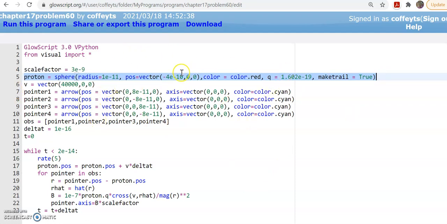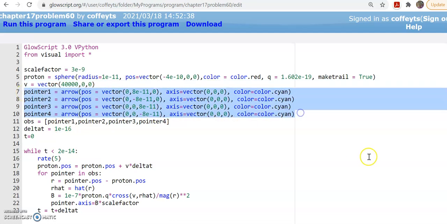I put it at its initial position as defined in the problem. I assign it a charge, right? Okay, so all of those things are in there. Here's my velocity vector, v equals vector 40,000, 0. And then I define my observation points. Now there's more observation points asked about in the problem than in the analytical example.